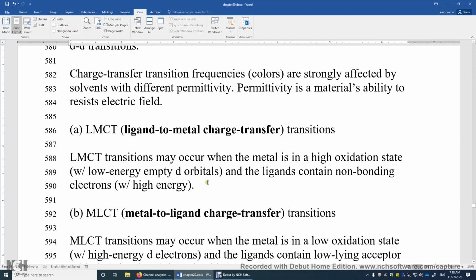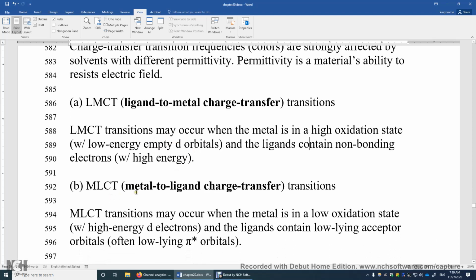So essentially, we're just talking about the interaction between the empty d orbitals of the transition metal and the occupied orbitals of the ligands. When these empty orbitals have very low energy, and those occupied orbitals on the ligands have very high energy, then of course electrons flow spontaneously from these high energy occupied orbitals to these low energy unoccupied orbitals.